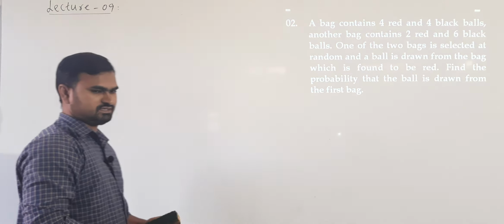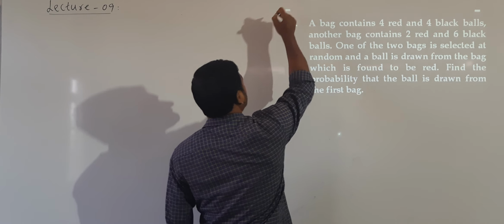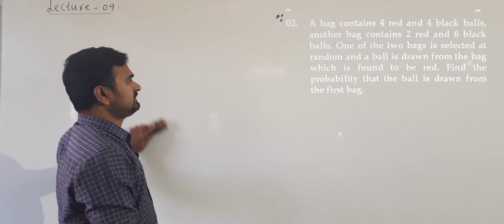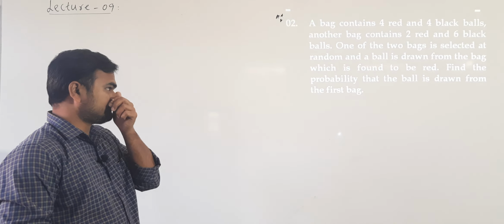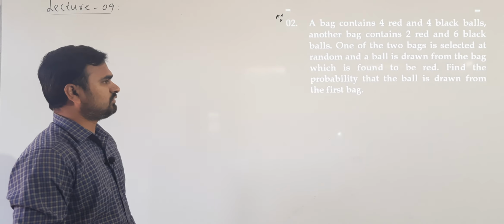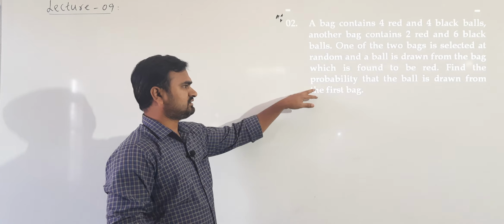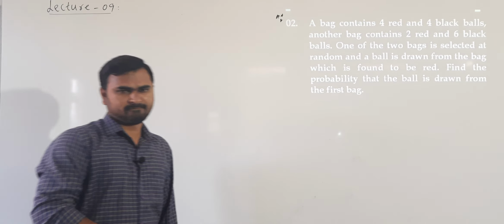So this type of model is important for 3 marks type questions based on Bayes theorem. A bag contains 4 red and 4 black balls. Another bag contains 2 red and 6 black balls. One of the 2 bags is selected at random and a ball is drawn from the bag, which is found to be red. Now find the probability that the ball drawn is from the first bag.